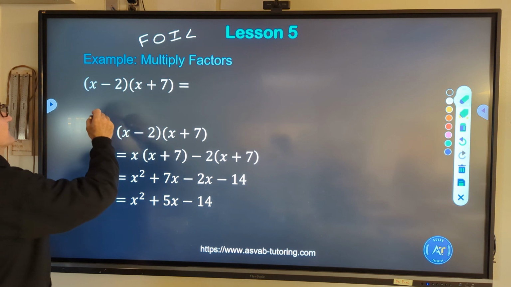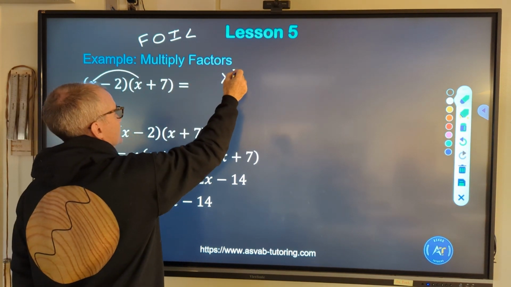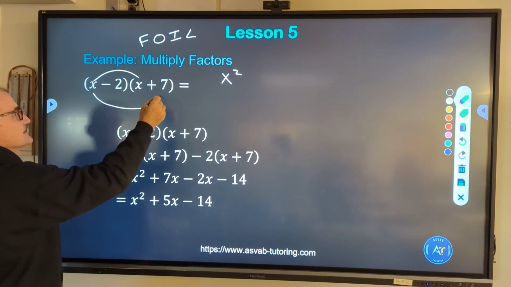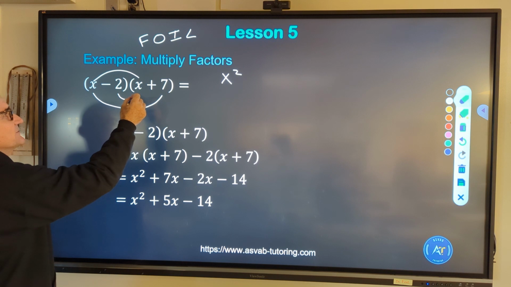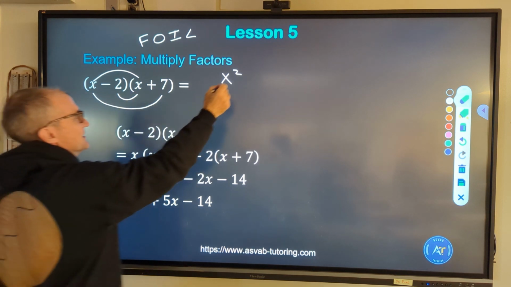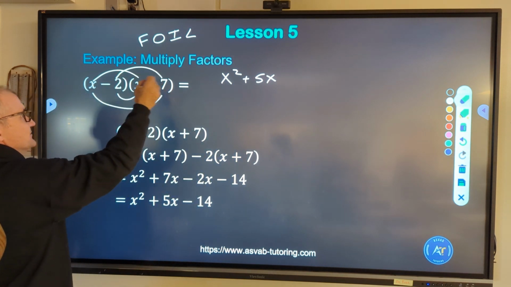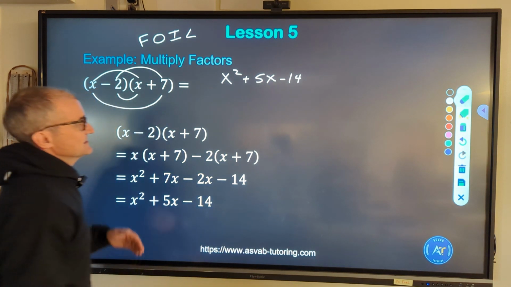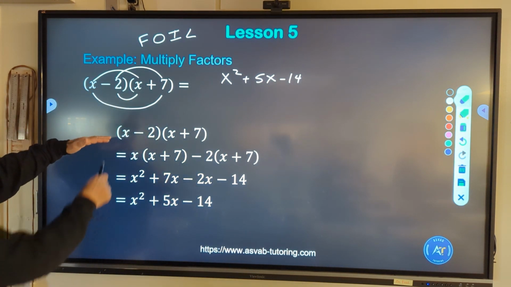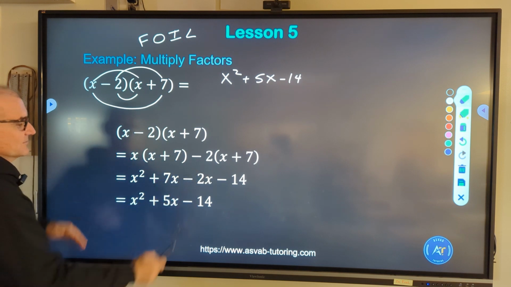So I'm going to multiply my first terms to get x squared, my outer terms, 7x, my inner terms, negative 2x. So 7x and negative 2x is 5x. And then my last terms, negative 2 times 7, negative 14. And that's just another way to do the same thing of distributing that x through the quantity and then distributing the negative 2 through the quantity.